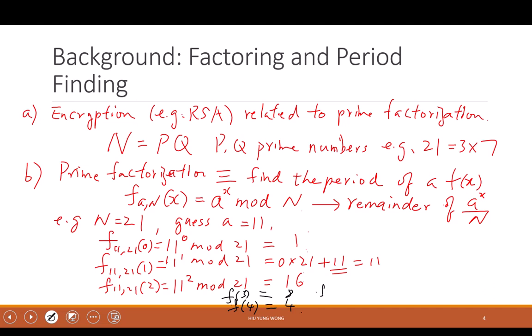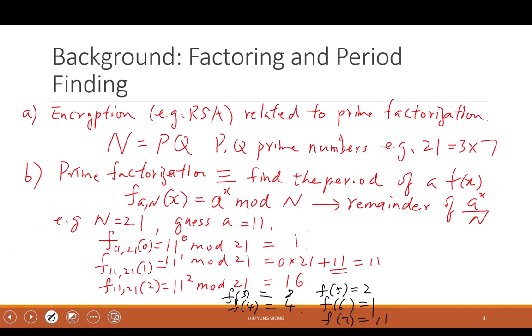And then F of 5, the remainder is 2. F of 6, the remainder is 1. Okay, by number theory, once I repeat here, then you will keep repeating. If you do F of 7, you should get 11. So what is the point here?